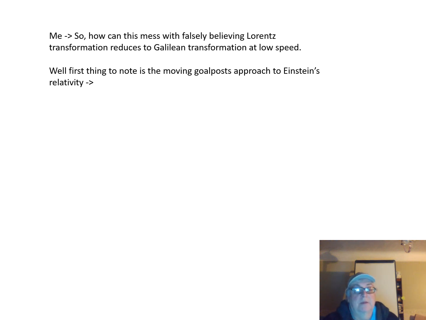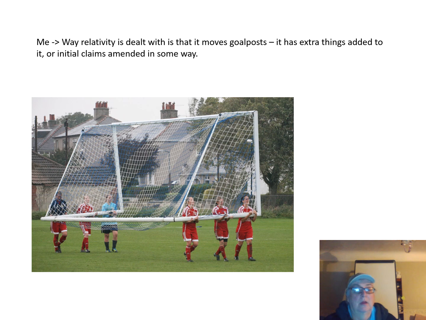So how can this mess with falsely believing Lorentz transformation reduces to Galilean transformations at low speed? Well, first thing to note is the moving goalpost approach to Einstein's relativity. The way relativity is dealt with is that it moves goalposts. It has extra things added to, or initial claims amended in some way, and I've dealt with this sort of issue of the moving goalposts by relativity people in other videos.